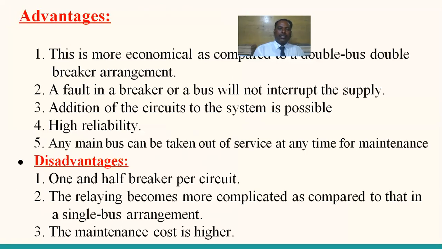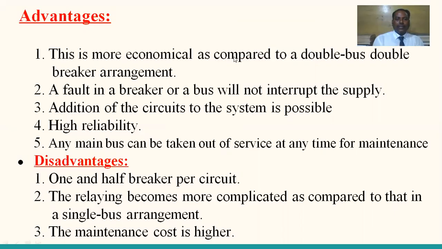Let us see the advantages of this scheme. This is more economical as compared to the double bus bar, double breaker arrangement. A fault in a breaker or a bus will not interrupt the supply. Addition of circuits to the system is possible. High reliability. Any main bus can be taken out of service at any time for maintenance. From the drawbacks point of view: 1.5 breakers per circuit. The relaying becomes more complicated as compared to that in the single bus arrangement. The maintenance cost is higher.